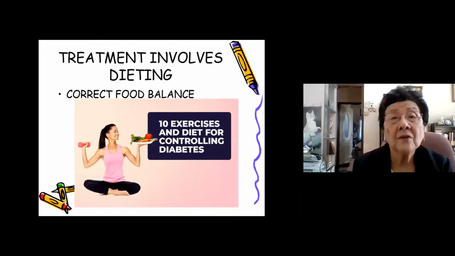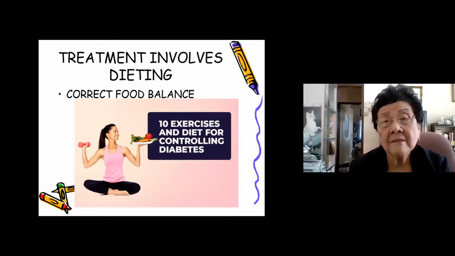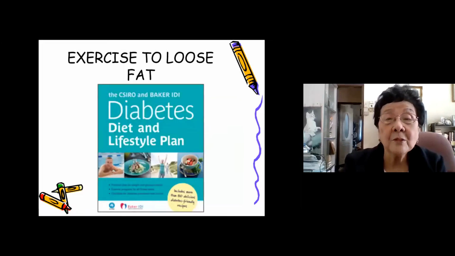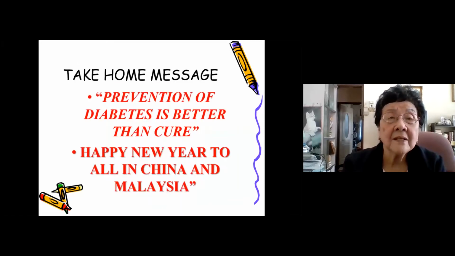So the treatment involves dieting, correct food balance, exercises and diet for controlling diabetes. It depends what the slim miss sitting here depicts to you. So you have to slim down and exercise to lose fat. Diabetes diet and lifestyle plans are very important in the control of diabetes and prevention of cataracts and retinopathies, and for you to be able to see well in diabetes.